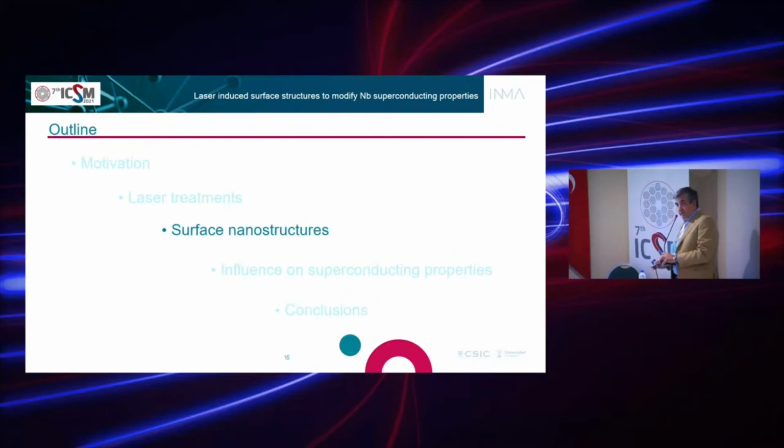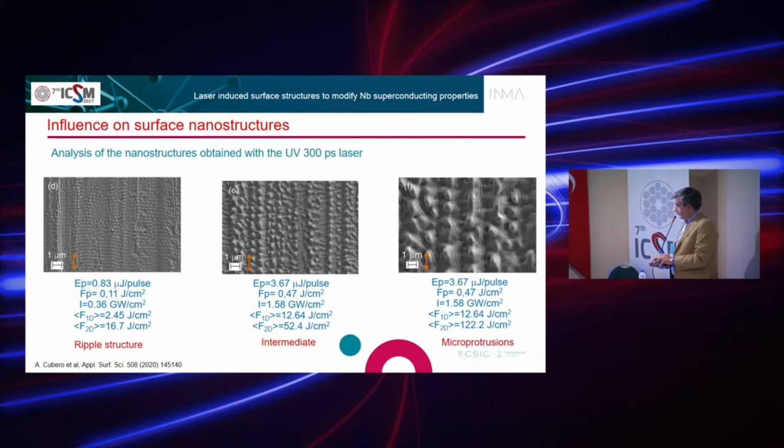So I'm going to show you which surface nanostructures we have obtained in niobium. When we work with the UV picosecond laser, with very soft laser conditions, then you obtain a ripple structure. You mean there are some bands on your surface that are perpendicular to the polarization of the laser.